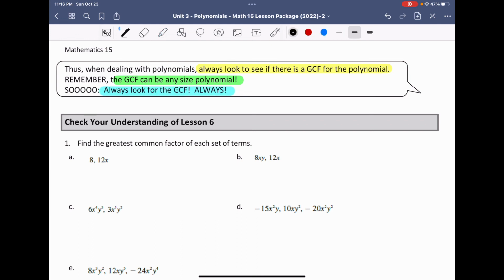And later down the road, we're actually going to see it's a way of helping us factor or get specific results out of polynomials. All right, do the check your understanding.